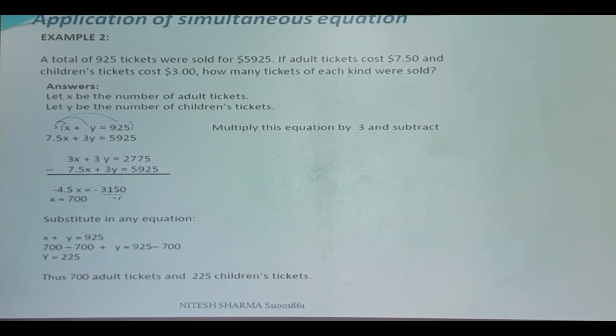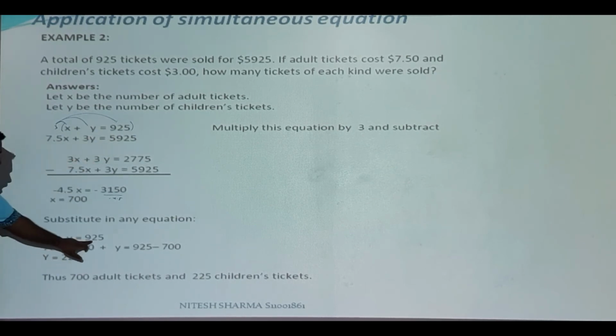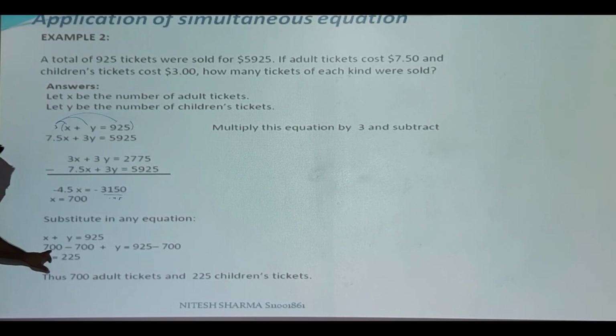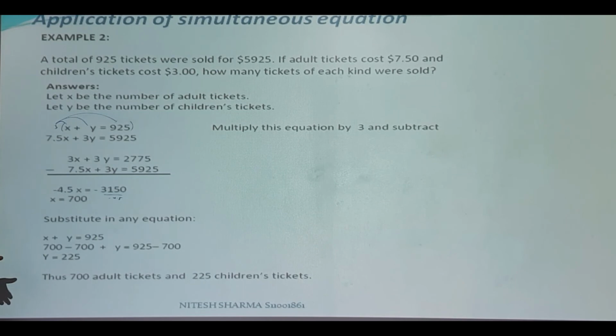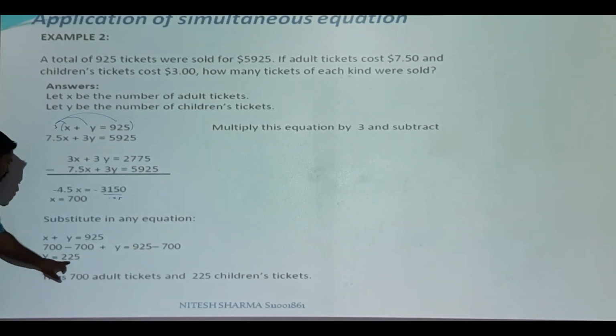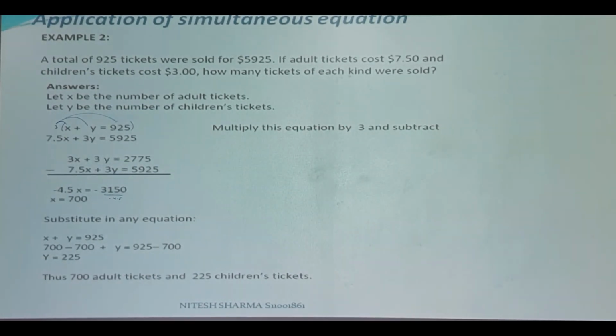Once you have found the value of x, take this x and substitute it in any of the equations. In this case, I have used the first equation, x plus y equals 925. So 700 plus y equals 925. In order to solve the equation, I have to do the opposite operation: minus 700 on both sides. I get y equals 225. Thus, 700 adult tickets and 225 children tickets.